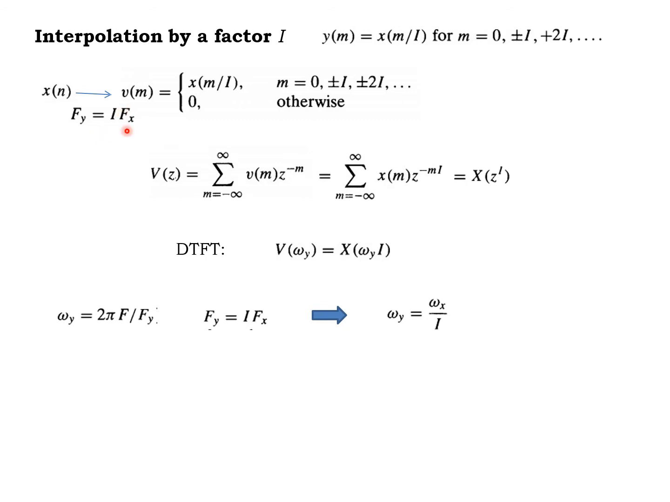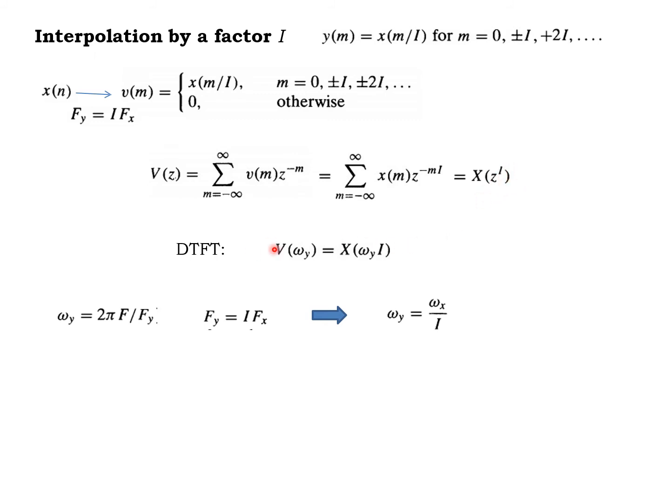So what is the z transform of that signal? V of z is equal to the summation of m equal to minus infinity to infinity, v of m into z to the power of minus m. And here in interpolation it is getting multiplied. There we had m divided by D, here we have into I. That becomes our interpolated sequence, x of z to the power of I.